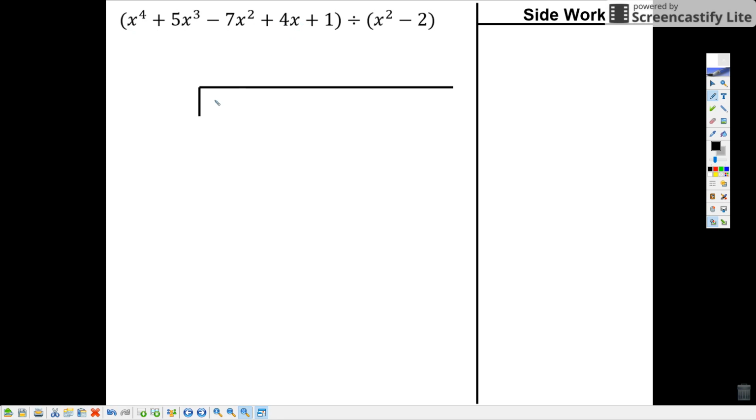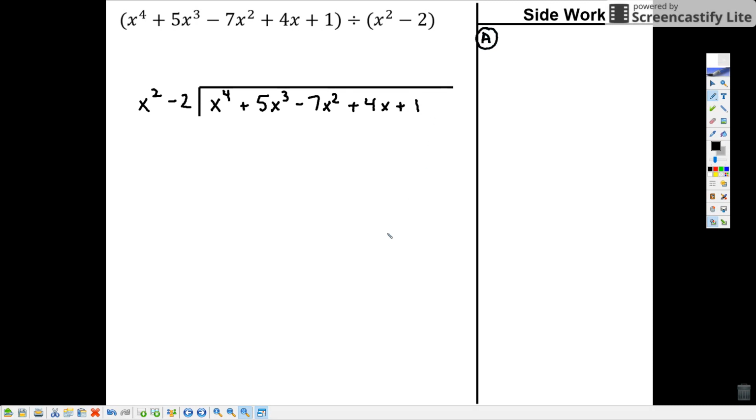So remember, dividend goes inside. So I'm going to go ahead and write the x to the 4th plus 5x cubed minus 7x squared plus 4x plus 1, all of that inside our long division symbol, and then our divisor goes on the outside, so x squared minus 2. So we go through our side work. We'll see how many times we have to go through this.